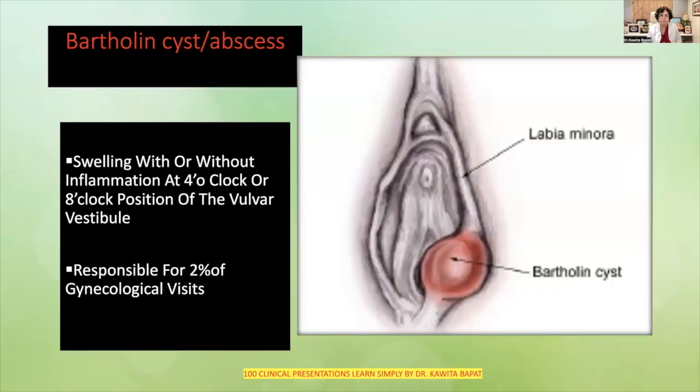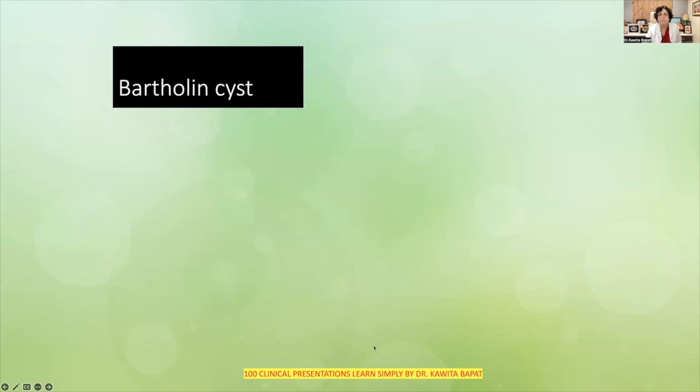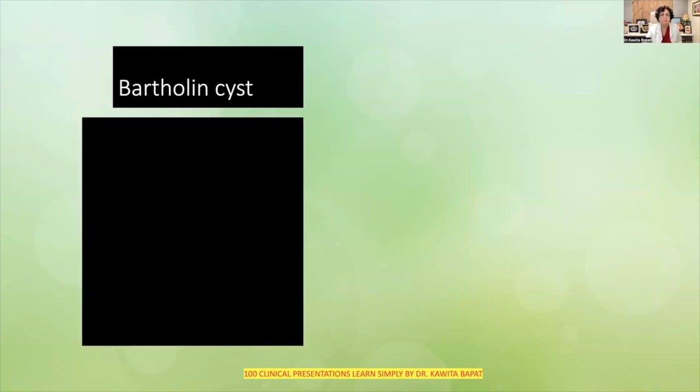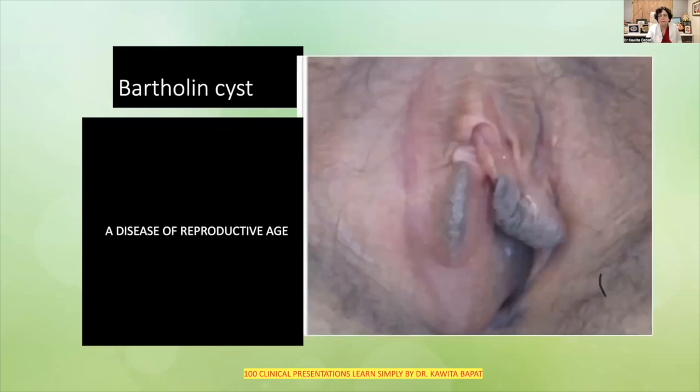A Bartholin cyst is a swelling, with or without inflammation, at the 4 o'clock and 8 o'clock positions of the vulvar vestibule. It is responsible for 2% of all gynecological visits. So it's not that uncommon, but it is not that common either. So basically, what is a Bartholin cyst? It's a disease of reproductive age.